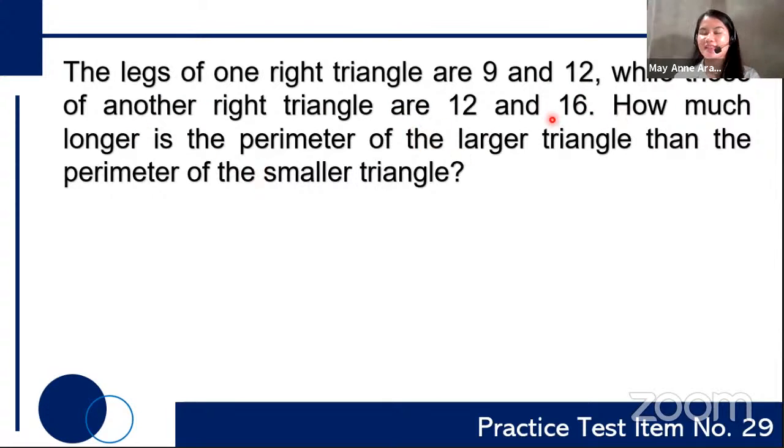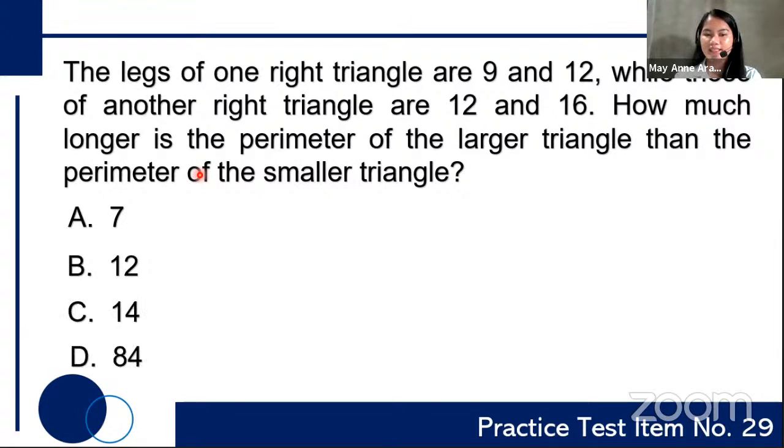Okay. Next, the legs of one right triangle are 9 and 12, while those of another right triangle are 12 and 16. How much longer is the perimeter of the larger triangle than the perimeter of the smaller triangle? And these are the choices. A, 7, B, 12, C, 14, D, 84. Okay, wait lang.